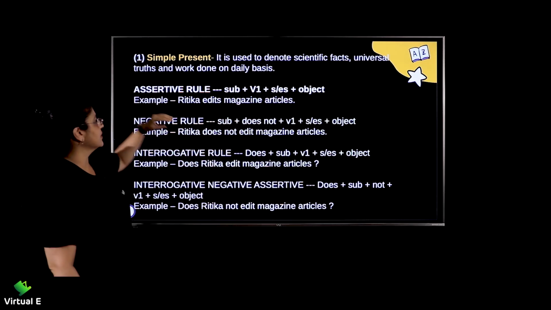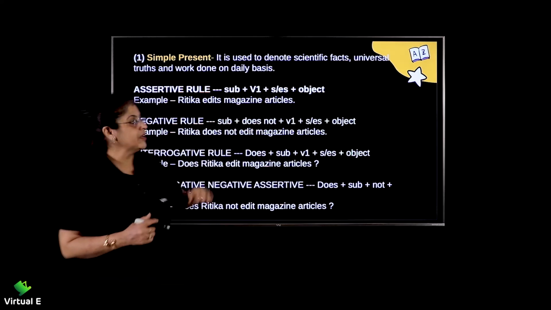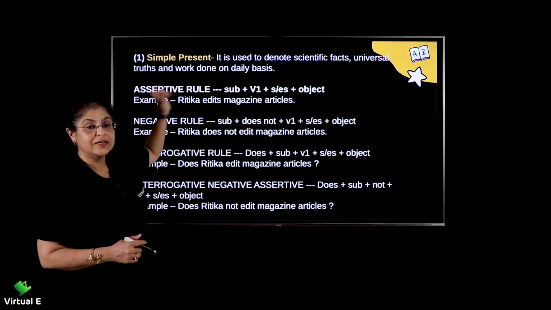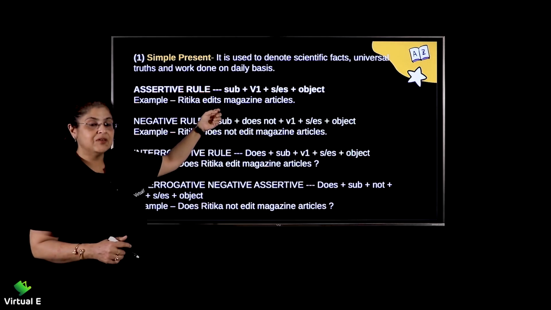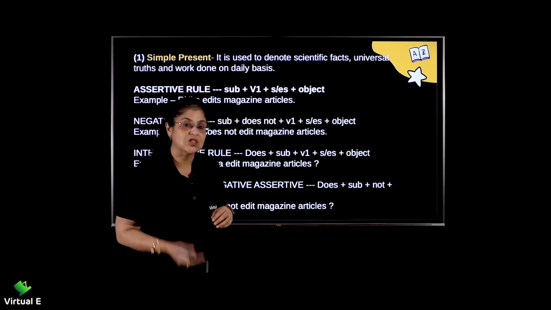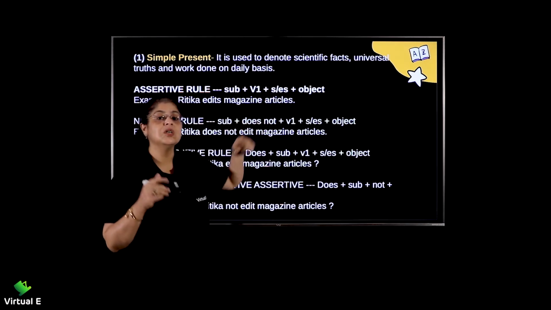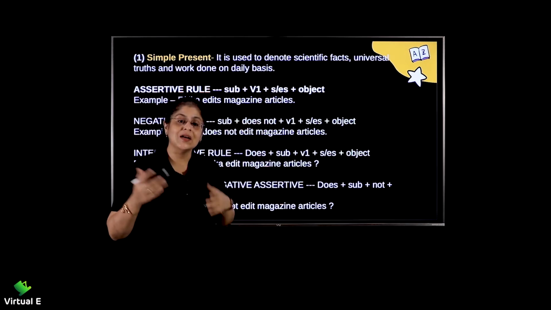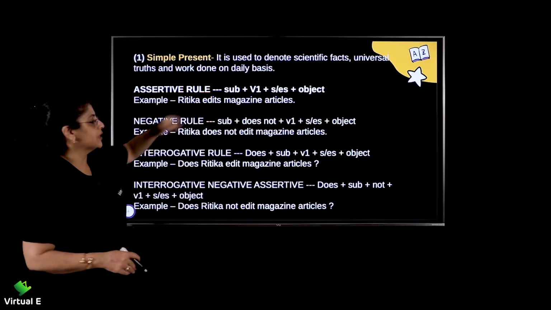Now, what do we mean by this? So, Ritika edits magazine articles. Now, here if you see, it is Ritika, it is one person, right? So, we are adding S here, right? If we say Ritika watches the football match, watches, ES. So, this is where it was telling you, you either add an S or an ES, right? So, that is your simple present.